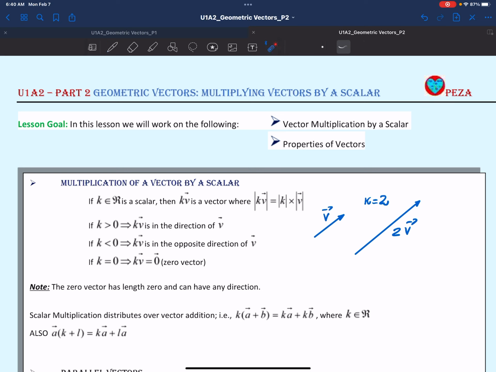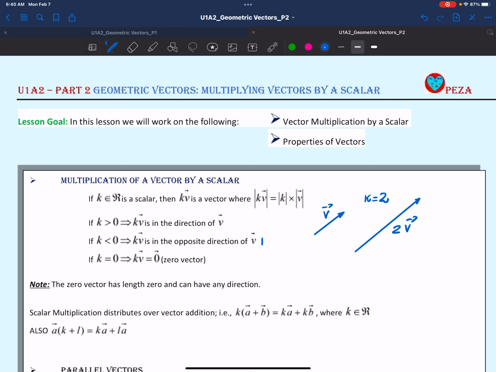Now, if k is a negative number, then vector kv will be in the opposite direction of v. So, for example, again, we're referring to vector v here, but this time we're going to let k equal negative 1.5. So that means that the length of vector kv will be 1.5 times the length of vector v, and the direction will be exactly opposite to vector v. So this would be negative 1.5 times vector v.